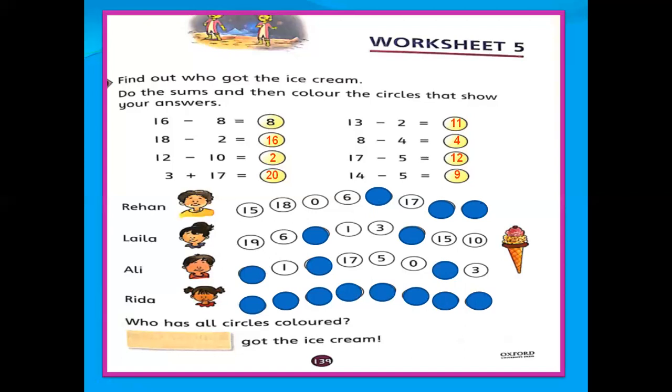Okay, guys. So now, look, the fourth line colored all circles. So who has all the circles colored? Rida. Okay, fourth line, Rida. And who got this ice cream? So Rida colored all the circles, so it means Rida got the ice cream.